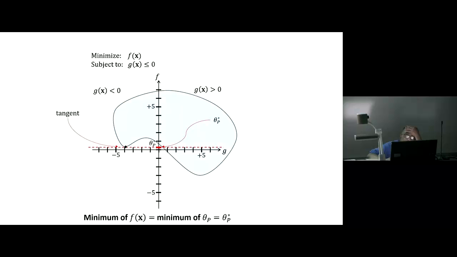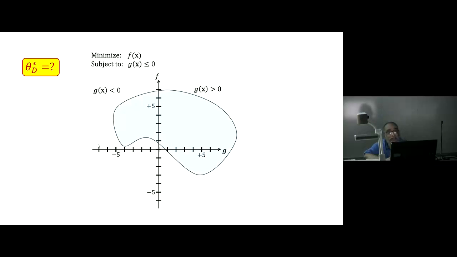So theta p star we saw. Now let's look at theta d star. And now we'll focus on the entire blue region here, including the infeasible part. Why? Because by definition, all we have to do is take the infimum with respect to the Lagrangian. This is our goal now, to find theta d star. And the point to remember is that we look at the entire blue region, all points (g, f).